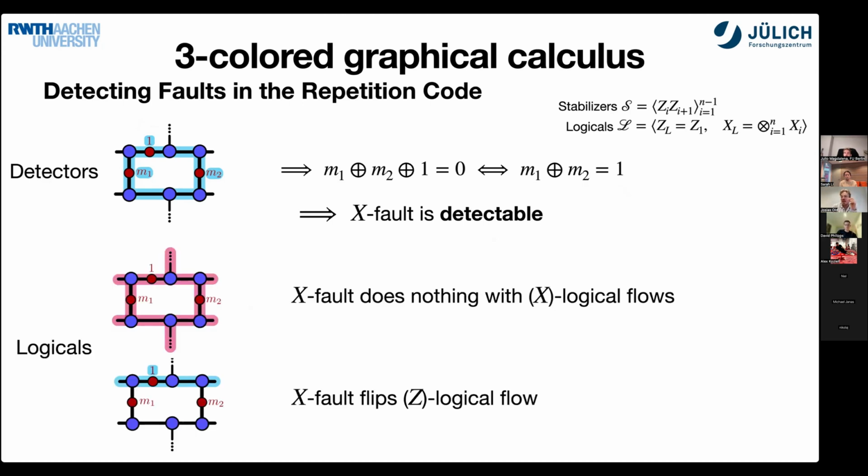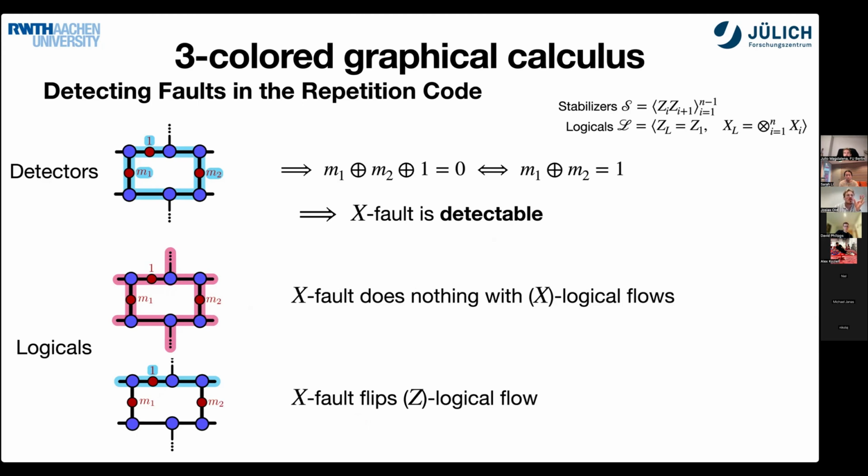We can also check the action of these faults on the logical operators. Now this fault does not act on the X logical flow and therefore also does nothing, but for the Z logical flow, it actually flips the value of the logical operator. And therefore it's a detectable fault that also has a consequence on the logical information. However, if we can correct for it, then it's not a bad consequence.